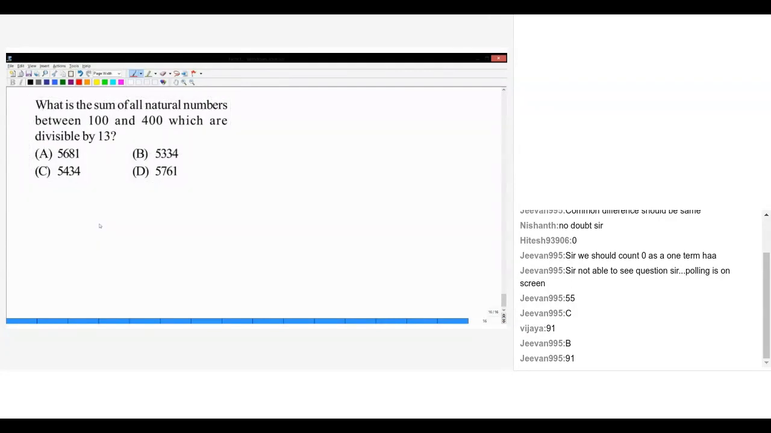What is the sum of all natural numbers between 100 and 400 which are divisible by 13? We know the first number is 104. Next is 117, and it goes on. The last one, 13 times 30 is 390, therefore 390, you can say.